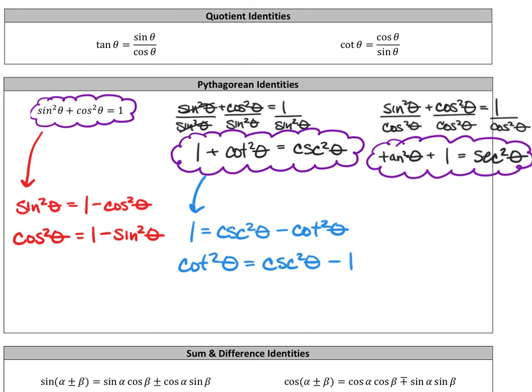Those are the three versions of the middle Pythagorean identity. Again, the main ones I want you to know are the purple because the ones I'm writing in color come from the purple one. Purple is the main one.